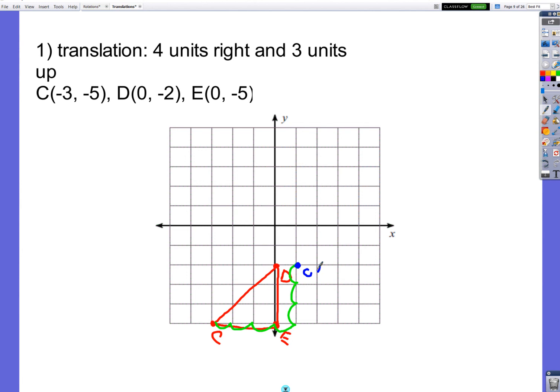And really, once you have 1 point, you don't even need to keep on counting from the pre-image. You can just do everything relative. You could say, okay, well E is 3 units to the right of C, so E prime is going to be 3 units to the right of C prime. D was 3 units above, so D prime is 3 up.